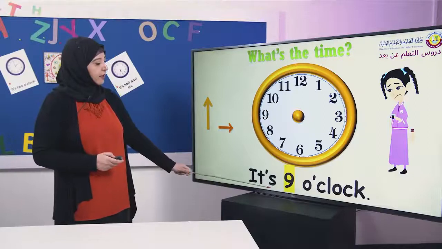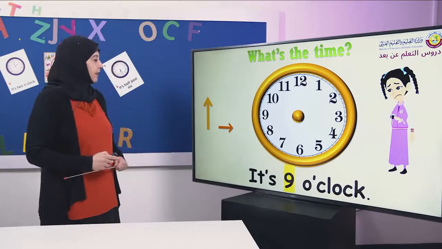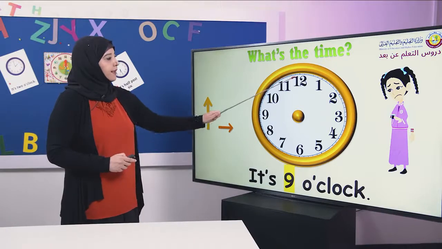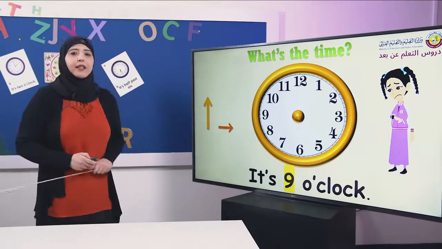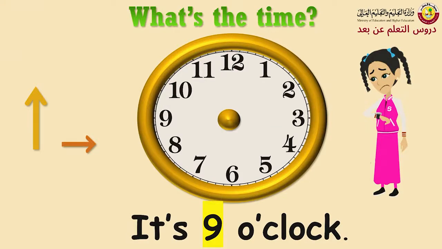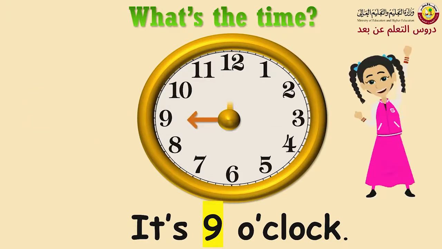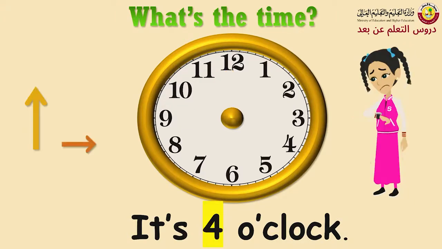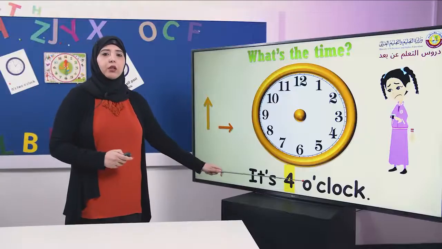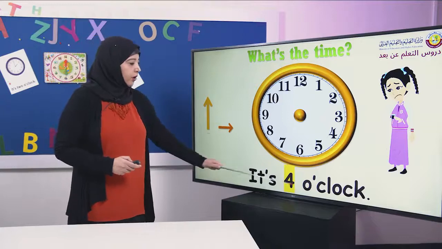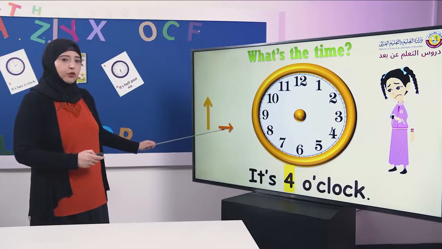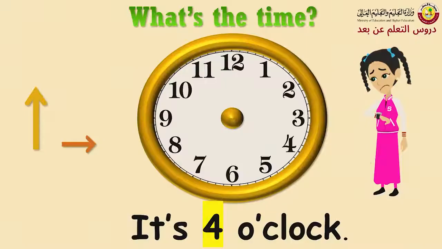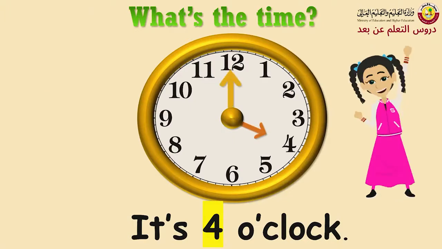Look here. It's 9 o'clock. Let's help her. 9. Where is number 9 here? Let's think. Great job! This is 9 o'clock. Again, it's 4 o'clock. We will use first the short arrow. Where is number 4 in the clock? Great job! Yay! This is 4 o'clock.